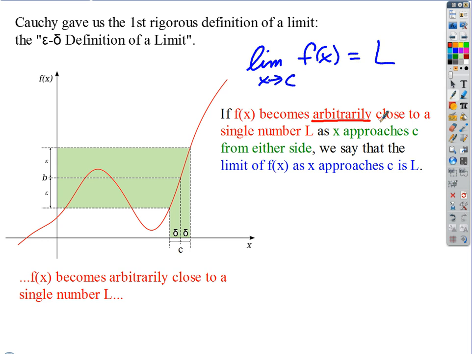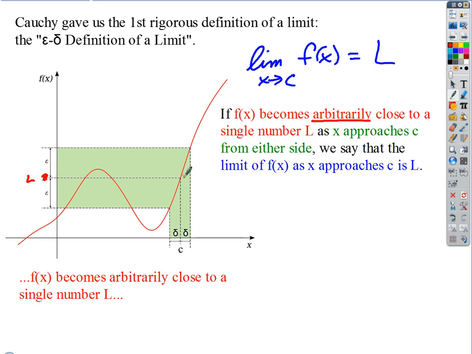If this ant is walking along a function, and he wants to get, that's supposed to be an L, I don't know why that looks like a B. If he wants to get within a certain target accuracy of the y value that he thinks he's going to step on, that's what we need to be able to do with the limit, right? As he walks along this function, and as x approaches some value, and he wants to anticipate accurately what the y value is that he's going to step on, he needs to be able to anticipate that as closely as he wants to, okay? So he can get arbitrarily close.